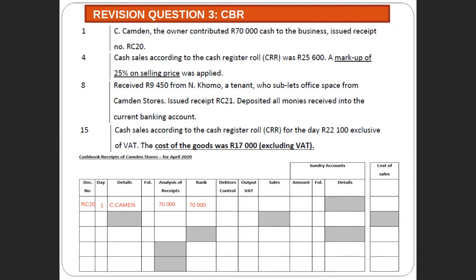Thank you so much for that. I appreciate it. 70,000. And then where? Is that all? Capital, understood, perfect, guys. You're on fire. You are going to pass. I can't wait for my distinction.